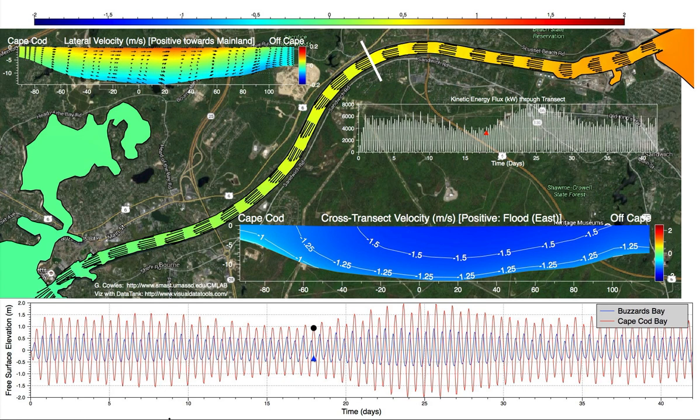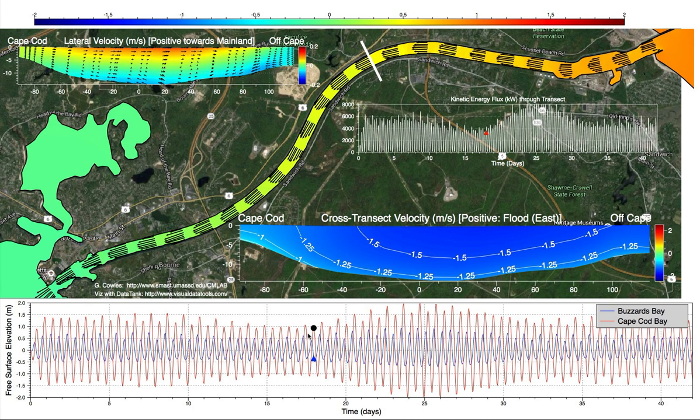This is time. This is essentially an arbitrary section of time. It happens to be June 2009, across a spring tide, neap tide, larger spring tide cycle. On top of that, you see the daily variations in the sea surface height, the red being the Cape Cod Bay side and blue being Buzzards Bay. So you see the range in Buzzards Bay is much smaller than Cape Cod Bay.